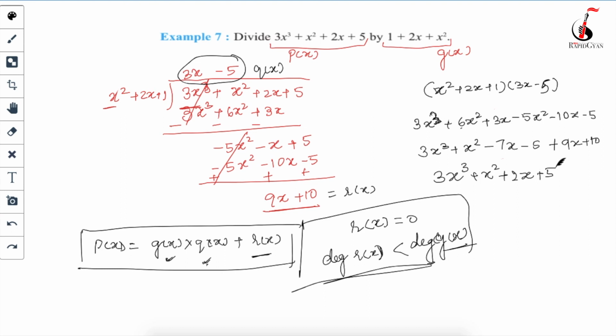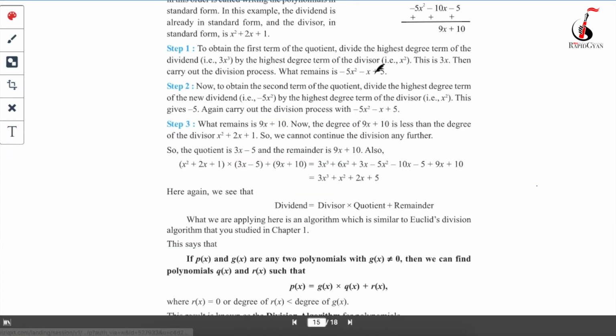So this should be equal to your dividend, which is p(x). Check whether this is equal or not. Yes, check here, 3x cube plus x square plus 2x plus 5, 3x cube plus x square plus 2x plus 5. So this is what it's showing in your book. Hope you guys understand this part.